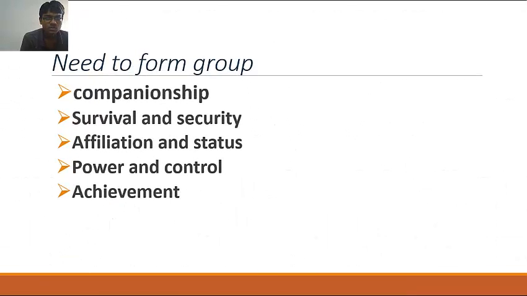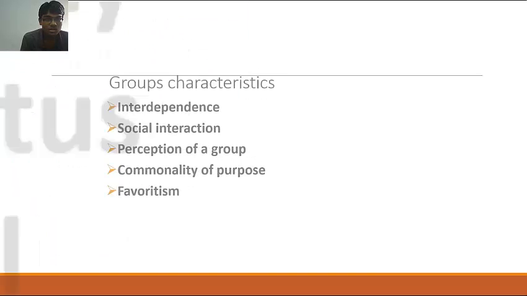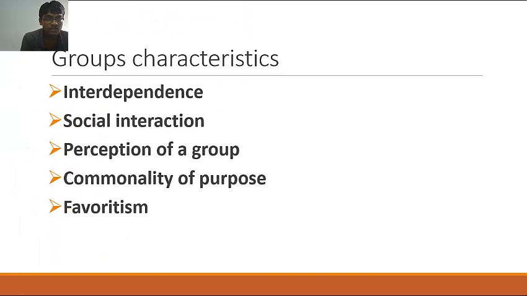These are the reasons for forming a group: companionship, survival, security, affiliation and status, power and control, achievement. Group characteristic: interdependent. For individuals in the collective to accomplish their part in the assigned task, they depend to some degree on the output of their fellow members.